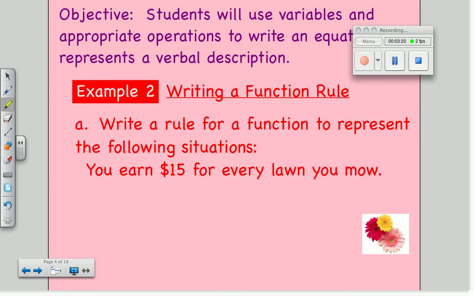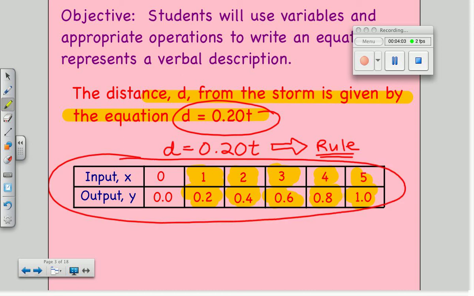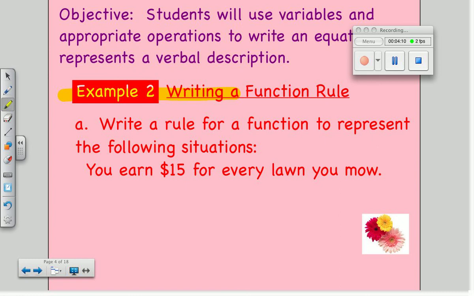Example 2, writing a function rule. So the function rule for this example, this is the rule. What this means is the distance is 0.2 of a mile or 20 hundredths of a mile times the time. That's how far it is. And this whole thing right here is the rule. Okay? So what we're going to work on in the next problem is when you have a function table like this one, and you have to decide what's the rule. You have to think about what is the rule for it. So that's what example 2 is going to be doing. Writing a function rule.